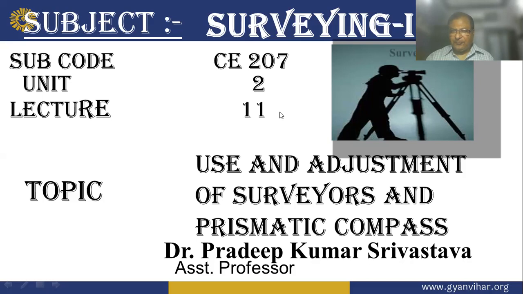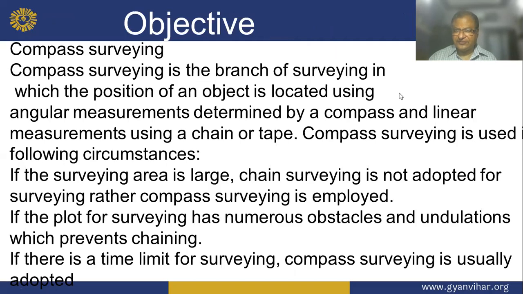Dear boys, the prismatic compass is a very, very important instrument for the measurement of angle and direction. First, we will discuss compass surveying. It is the branch of surveying in which the position of an object is located using angular measurement determined by a compass and linear measurement using a chain or tape.